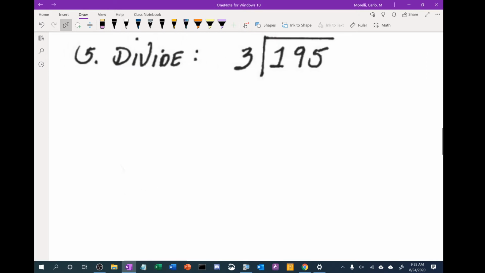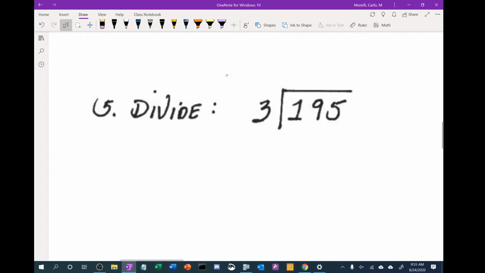Moving on to number 5. We're going to do some long division. All right? How many times does 3 go into 1? Say 0. 0. How many times does 3 go into 19?